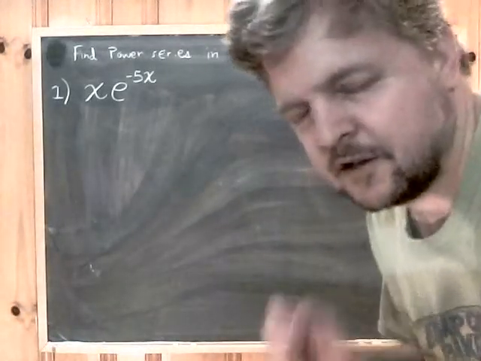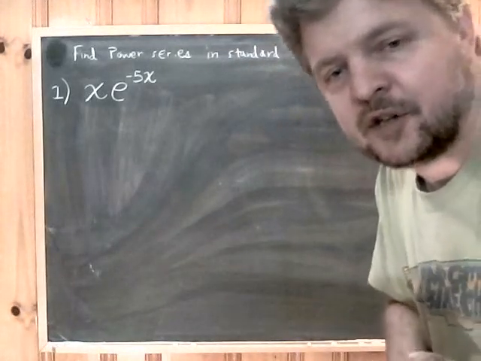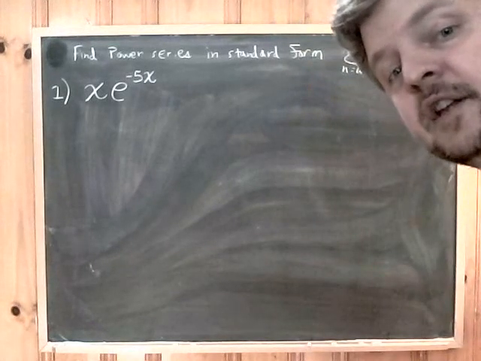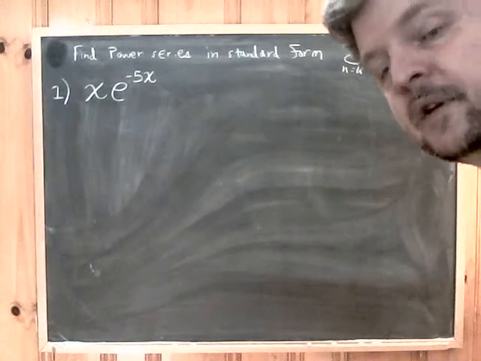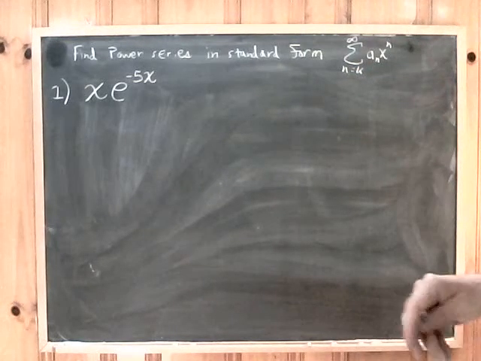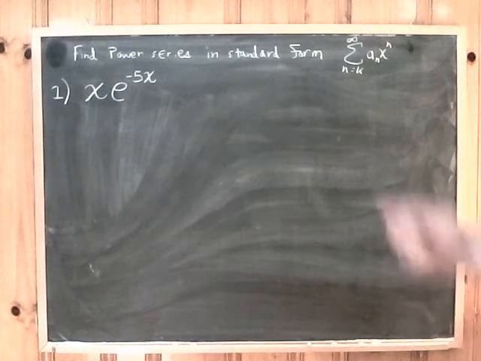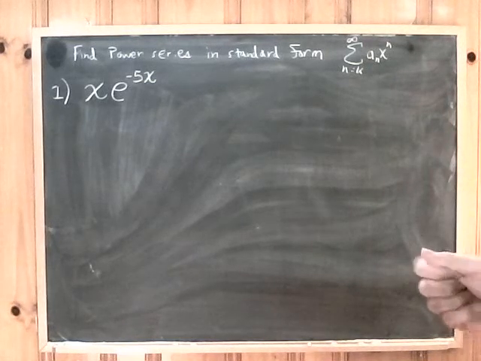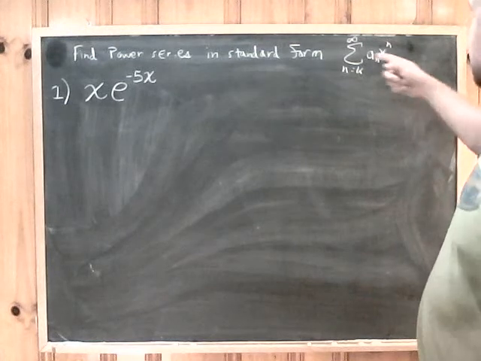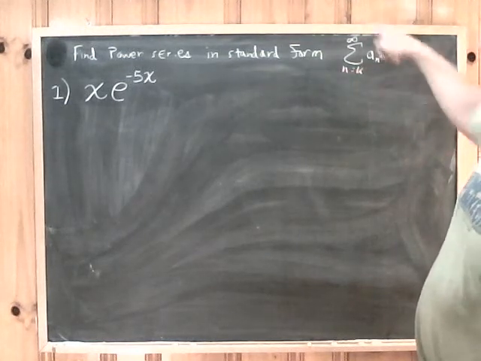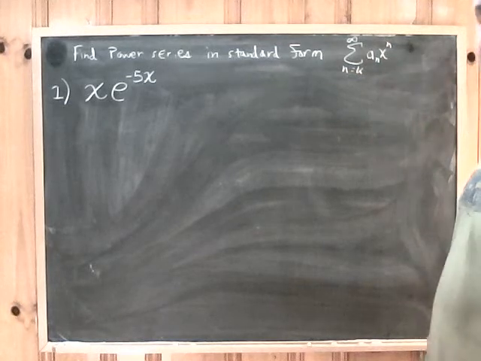Okay, for the second two problems on the quiz, it says to find a power series in a standard form that is the same thing as, or that converges to, the given function. So first let me mention what the standard form means. It's the summation n equals k to infinity a sub n x to the n.